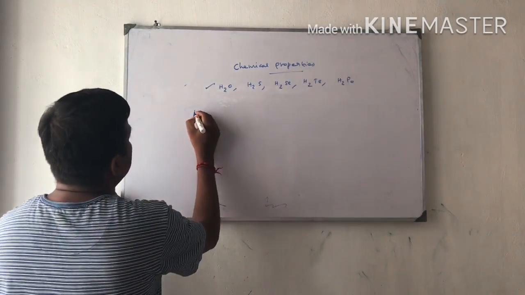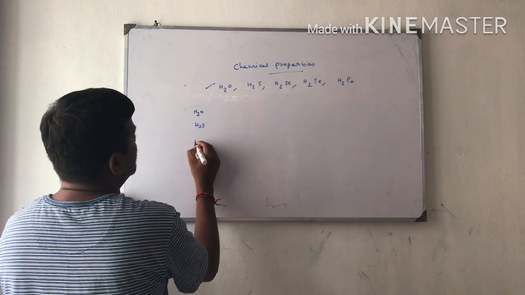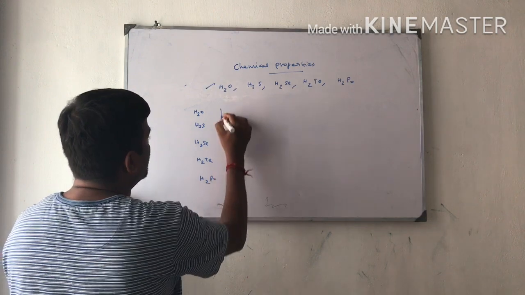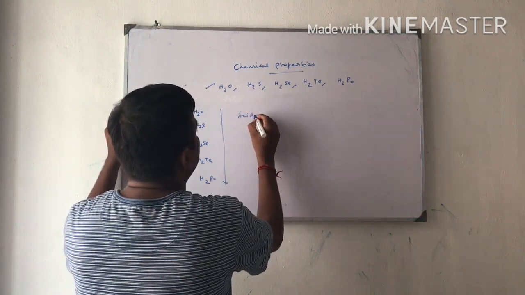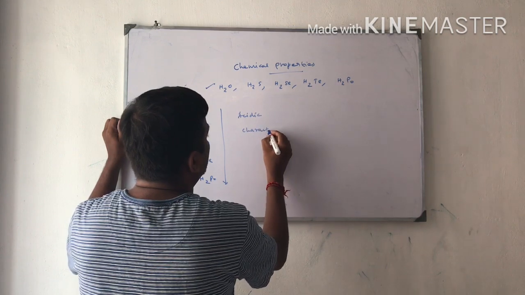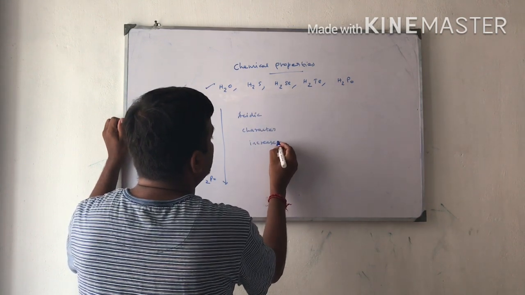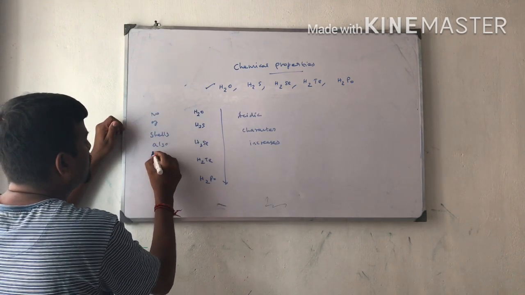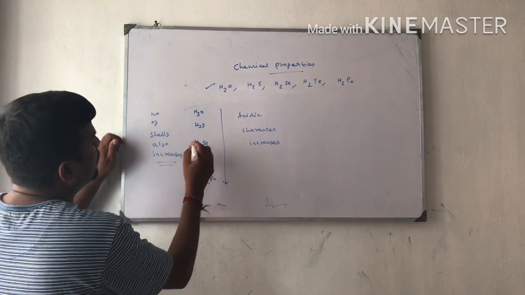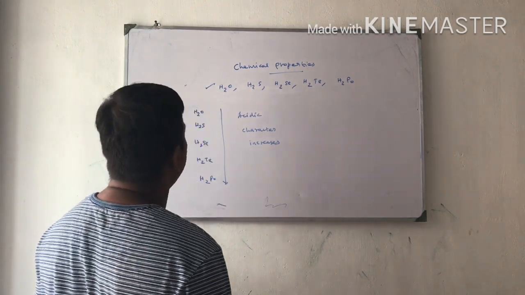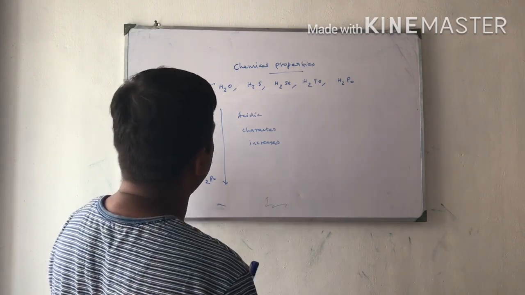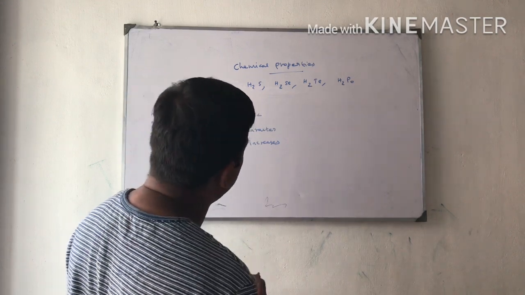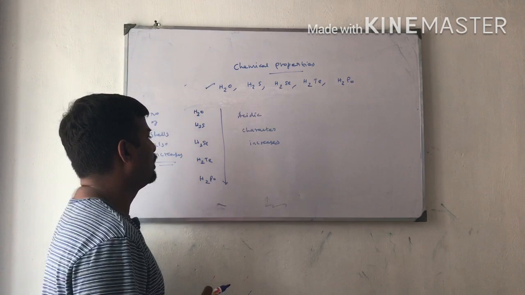Moving down the group, H2O, H2S, H2Se, H2Te, H2Po, the acidic character increases because the number of shells increases. If the distance between the nucleus of the central atom and the surrounding hydrogen atom is larger, the effective nuclear charge decreases. So the energy required to remove hydrogen is the least.